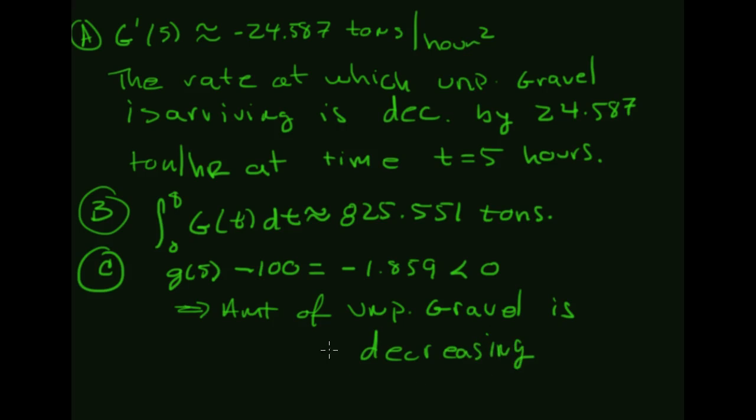Alright, so let's look at D. Part D says, what is the maximum amount of unprocessed gravel at the plant during the hours of operation? So the amount of gravel that's at the plant is the 500, plus how much arrives, so that's going to be g of t, minus the amount that's being processed each hour, dt.